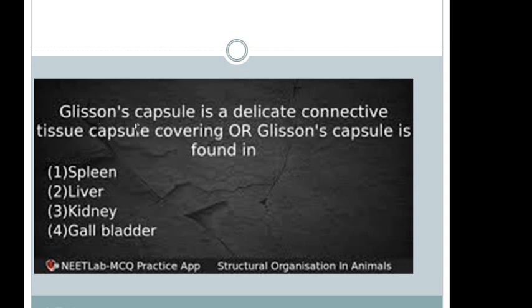Glisson's capsule. What is Glisson's capsule? It is a delicate connective tissue capsule covering, or found in, answer 1, 2, 3 or 4. Its answer is 2. Who is saying 3? Its answer is liver. Okay, Glisson's capsule is delicate connective tissue investing the hepatic artery, portal vein and biliary duct of the liver.